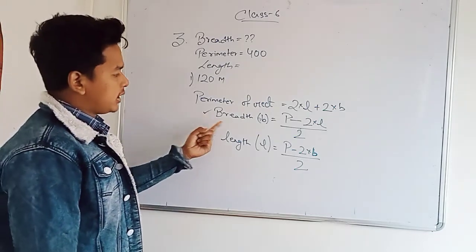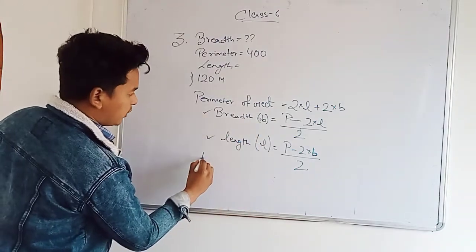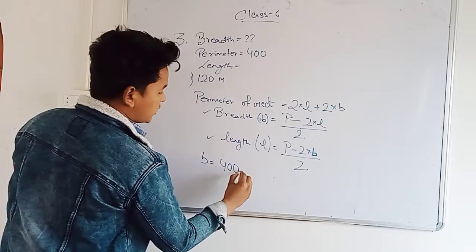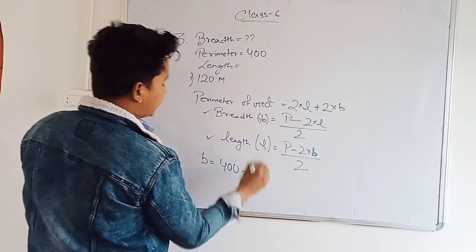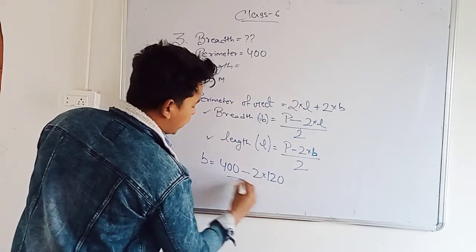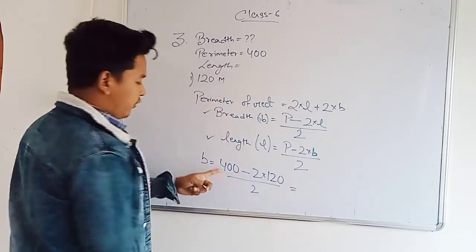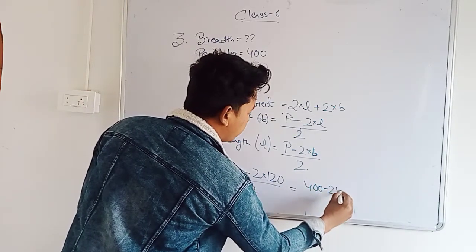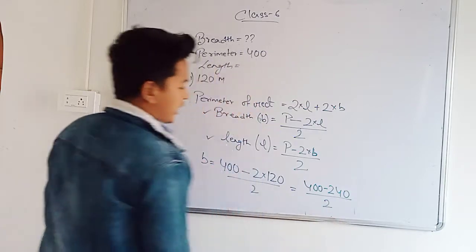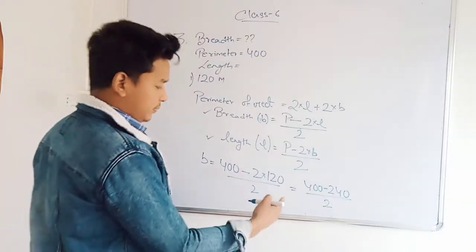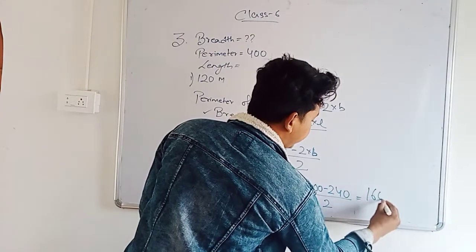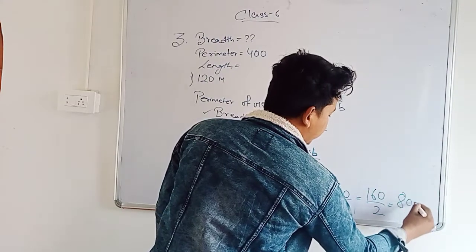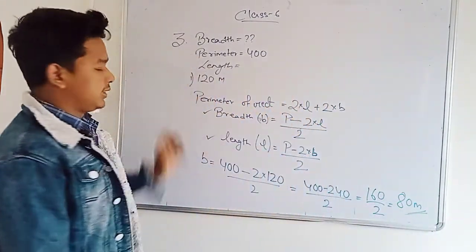So for now, what is asked? Breadth is asked. So B is equal to P, which is 400, minus 2 into L, 2 into 120, divided by 2. If I solve, 2 into 120 is 240. 400 minus 240 divided by 2. If you subtract you will get 160, and 160 divided by 2 is 80 meter. So your breadth is 80 meter and length is 120 meter.